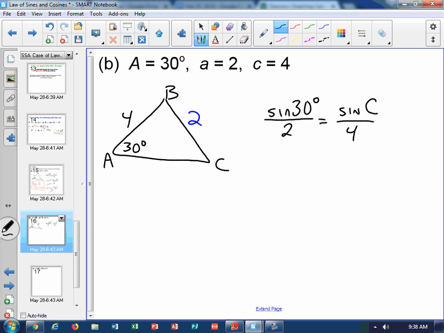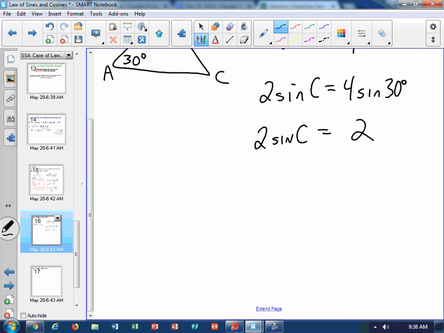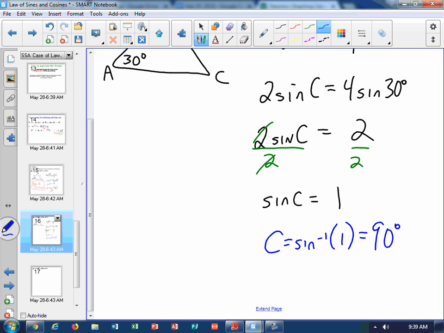And when we cross multiply, we're going to get 2 times the sine of C equals 4 times the sine of 30, which we know from the last example is 2. So 2 times the sine of C is 2. So if we divide both sides by 2, these will cancel out. We get the sine of C is equal to 1. And when we do inverse sine of 1, we actually will get an angle. And the inverse sine of 1 is 90 degrees. So angle C is 90 degrees.